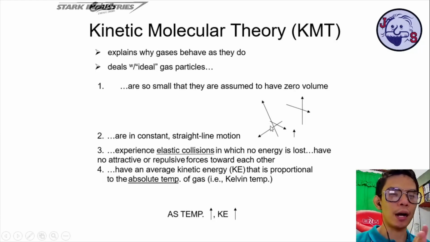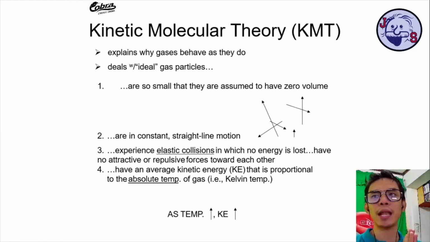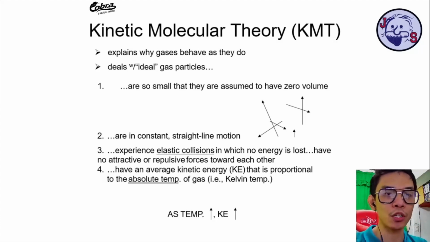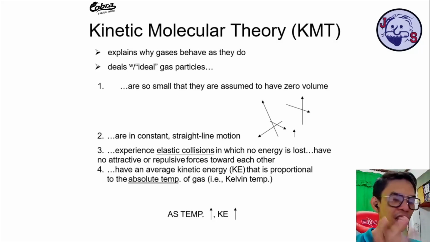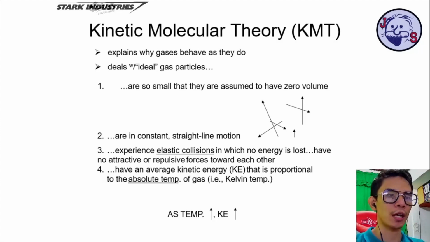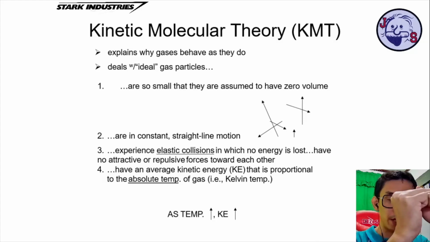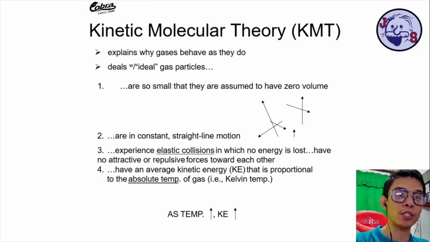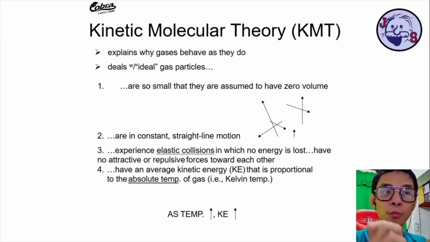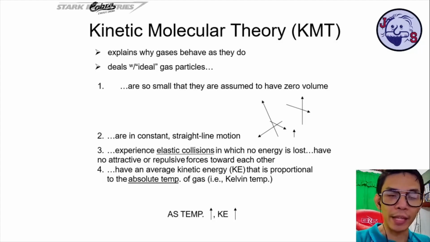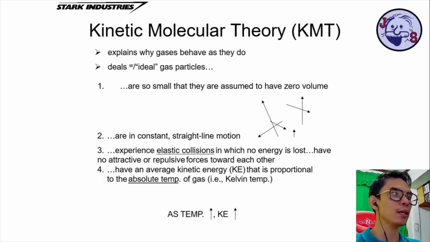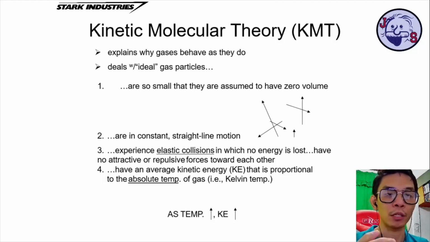Now the third parameter is that gases experience elastic collision. So what do we mean by elastic collision? These are collisions that are not sticky. When two molecules collide, they change direction, and it also changes the kinetic energy of those two molecules. So that is the elastic collision that we are talking about here. At the end of the day, no energy is lost, and the total kinetic energy of the system is conserved.